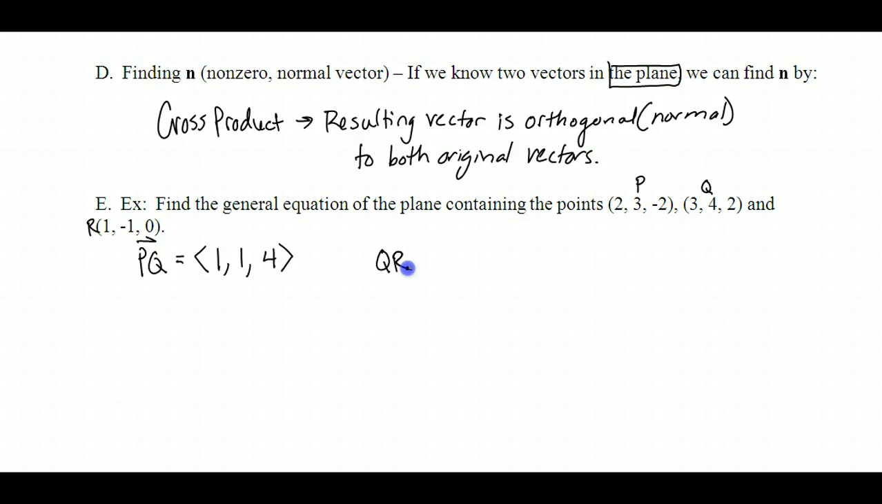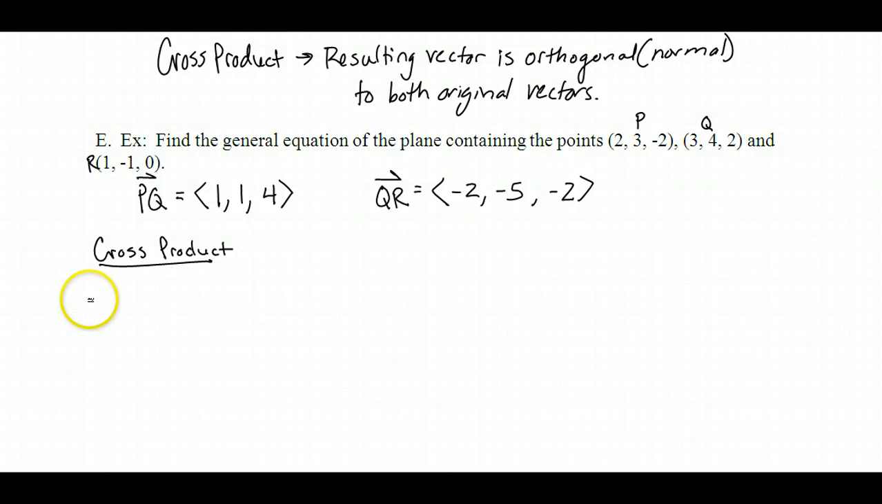Then I'm just going to say QR. It doesn't really matter as long as you take a different combination here. And if I do QR, I have 1 minus 3, so there's a negative 2. Negative 1 minus 4, that gives me negative 5. 0 minus 2, that gives me negative 2. So now I have 2 vectors on this particular plane, and so when I use my cross product between them, I create a new vector that's orthogonal to both of these. Well, if it's orthogonal to these, that means that it will be orthogonal or normal to our plane.